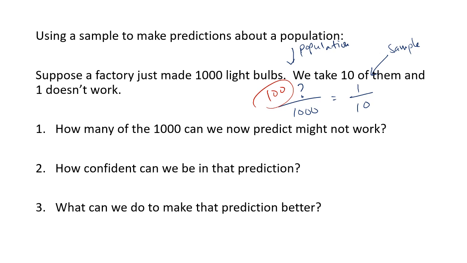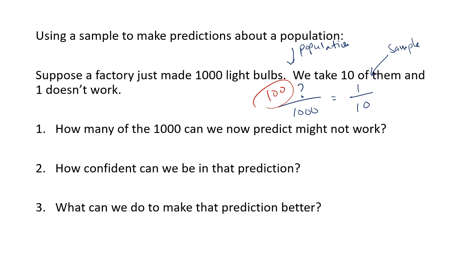Now, how confident can we be in that prediction? Well, more confident than if we didn't do anything, but we know there's some error in that because I might grab another 10 light bulbs and maybe all of them work. I might grab another 10 light bulbs and none of them work. So I don't know that everything's going to follow this 10% rule that I've gotten from this first sample. The only way I can be 100% confident that I know how many light bulbs don't work is if I test the population, if I just test everything.